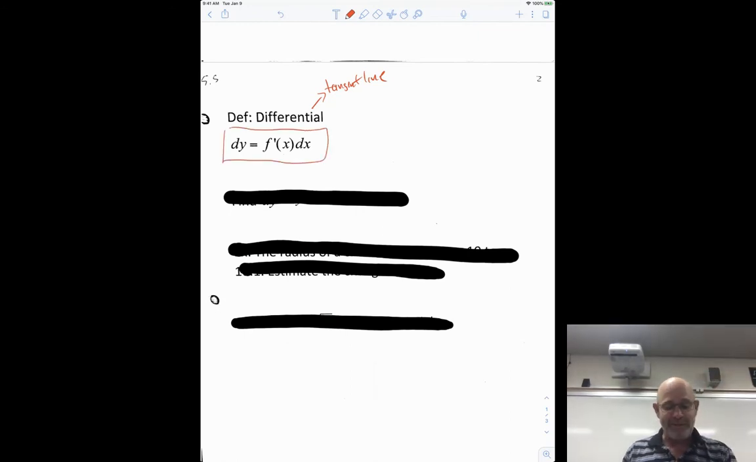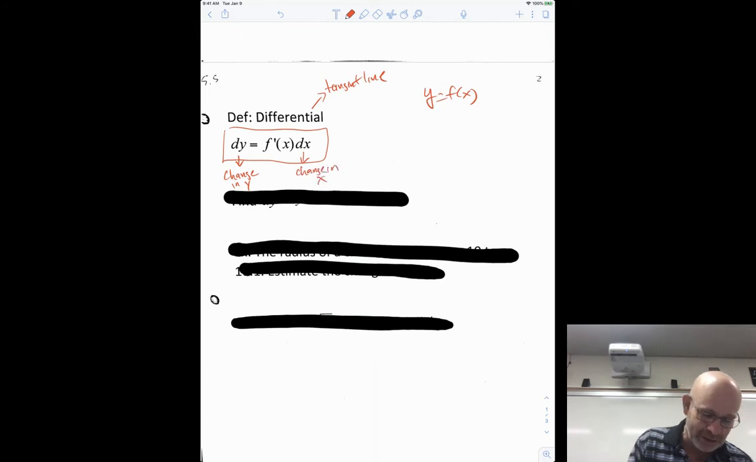dy equals f prime of x dx. If you start with y equals f of x, the idea of differential is that dy means change in y, and dx means change in x. This is actually an approximate change in y. It's just an approximation, right?